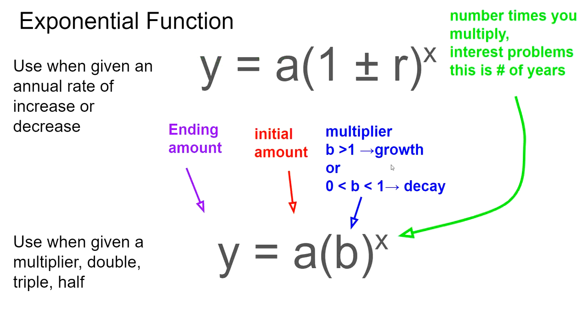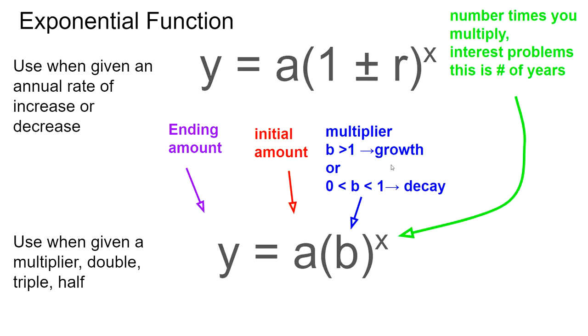Okay, now we've got that formula at the bottom, and it's awesome when they give you a multiplier. They'll use words like double or half or triple or something like that. However, sometimes they don't give you a multiplier. And instead of giving a multiplier, what they do is they give you some kind of annual rate of increase or decrease.